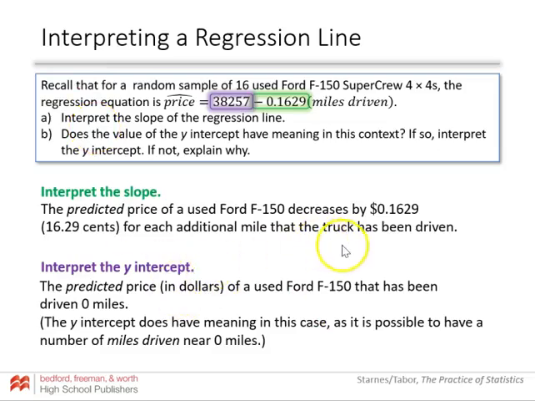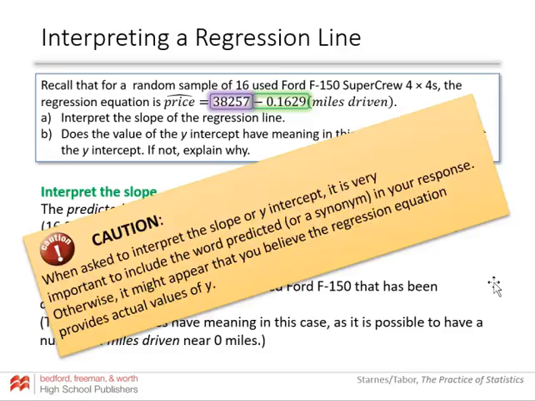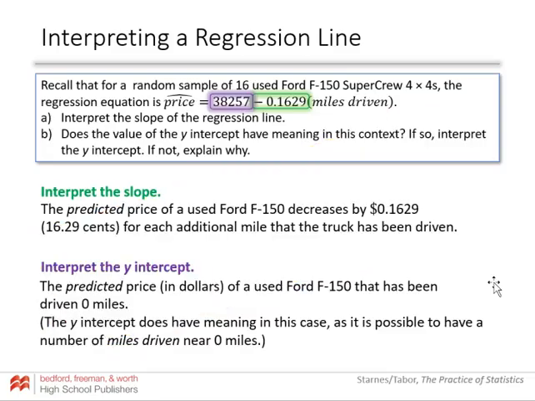One thing about the y-intercept is it may or may not be meaningful. In this case, getting a used truck that has 0 miles, probably not possible. It could be very close. So we have to make sure that our y-intercept makes sense. If it doesn't make sense for x to equal 0, then there's no reason to interpret the y-intercept because it's not a meaningful value.